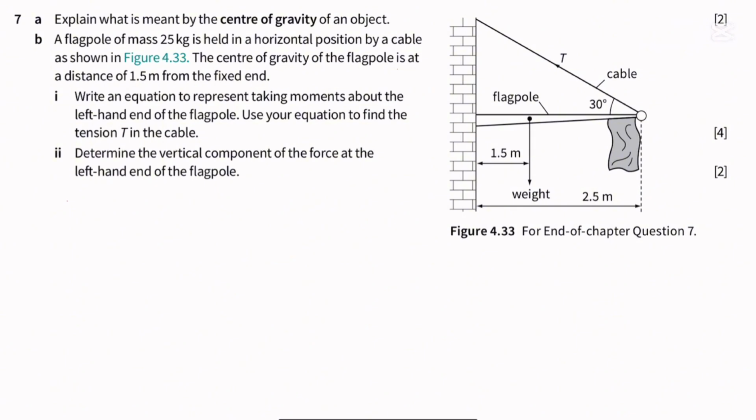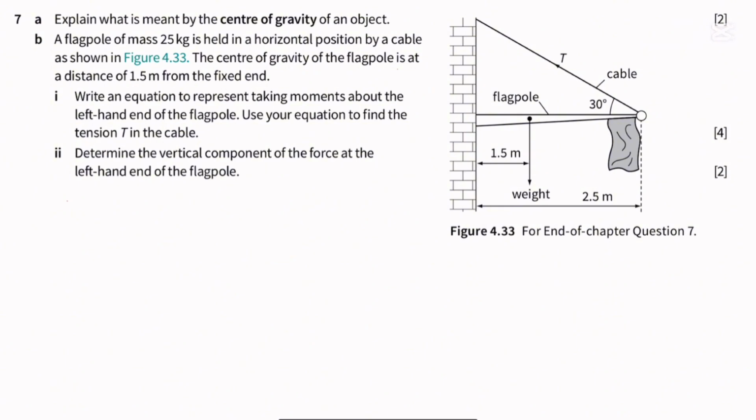Number 8, explain what is meant by the center of gravity of an object. The center of gravity of an object is a point where all the weight of the object acts on just one point. That point that all the weight acts on at the same time is the center of gravity. So it's going to be number B. I'm not going to write the answer to A, but I'll do some calculations for number B.